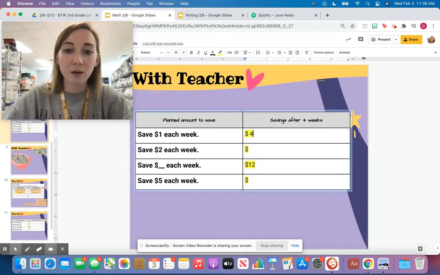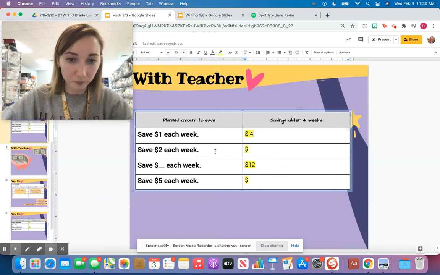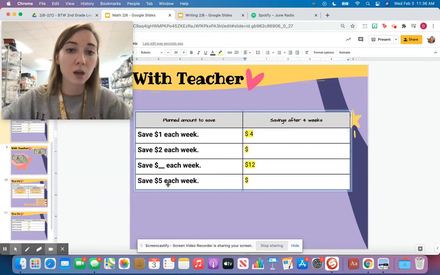We have $4. You guys are going to do the $2 each week for 4 weeks on your own. I'll leave my piggy bank there though so that you guys can use that to count if you need to, okay? So there's a manipulative there for you to use.